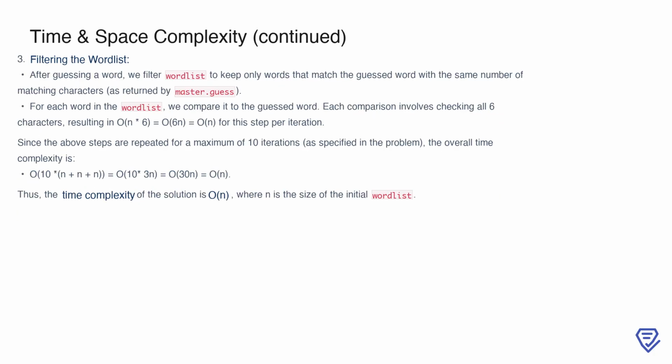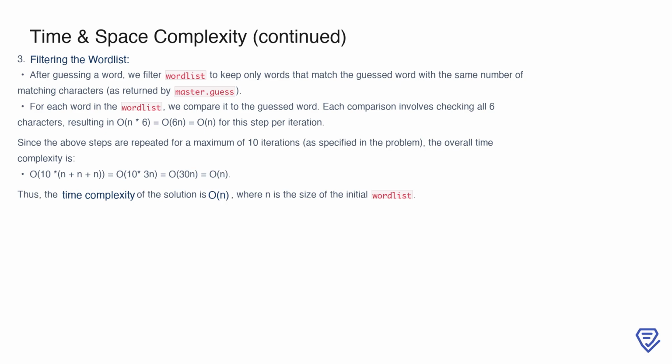Filtering the word list is another key step in the solution. After making a guess, we refine the word list by keeping only those words that have the same number of matching characters with the guessed word as returned by the master.guess function. For each word in the word list, we perform a comparison against the guessed word, which involves checking all 6 characters. This operation takes O(n * 6), simplifying again to O(n) per iteration.